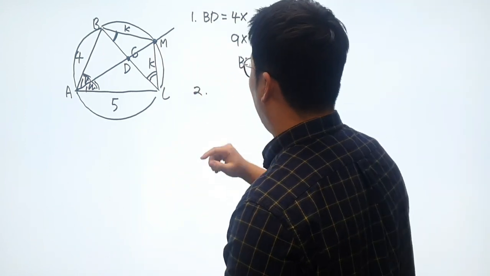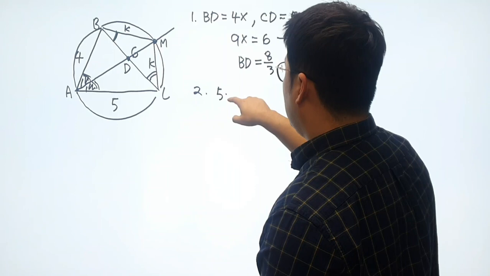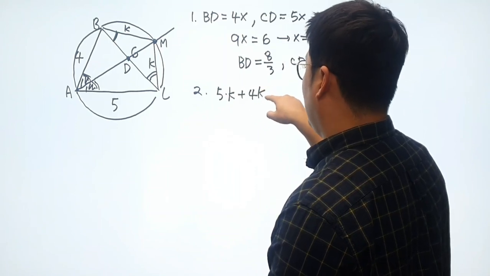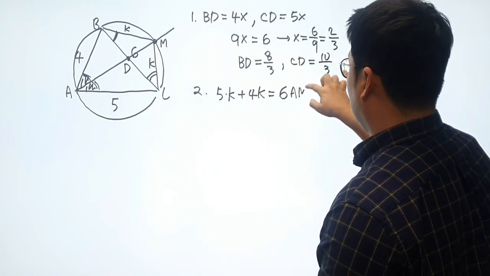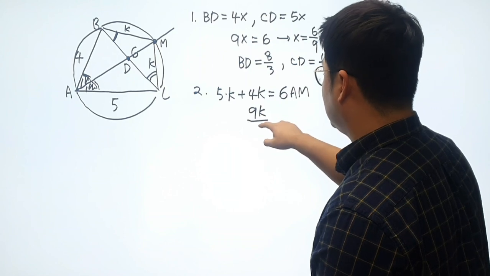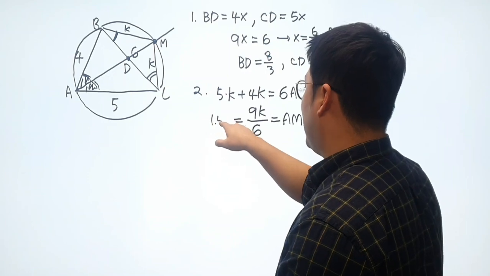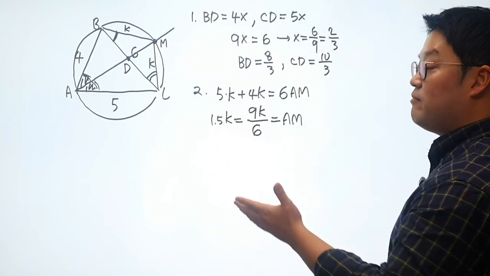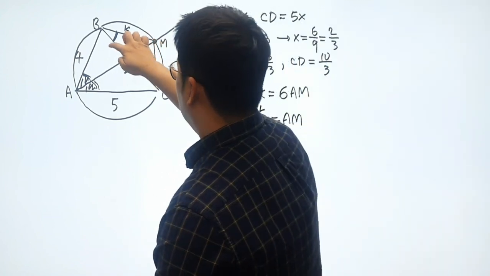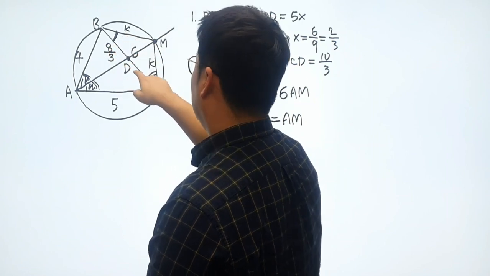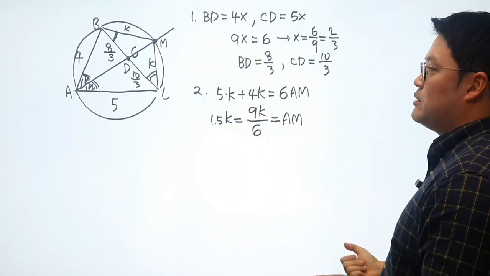So number 2, oh, wow. This question uses a lot of stuff, right? So I know that 5 times K, and I know that 4 times K, is supposed to be 6 times AM. So 6 times AM, and that becomes 9K over 6 equaling AM, right? So that becomes probably 1.5K. We got 1.5K out of nowhere. We got those results. Let me label all these numbers up.